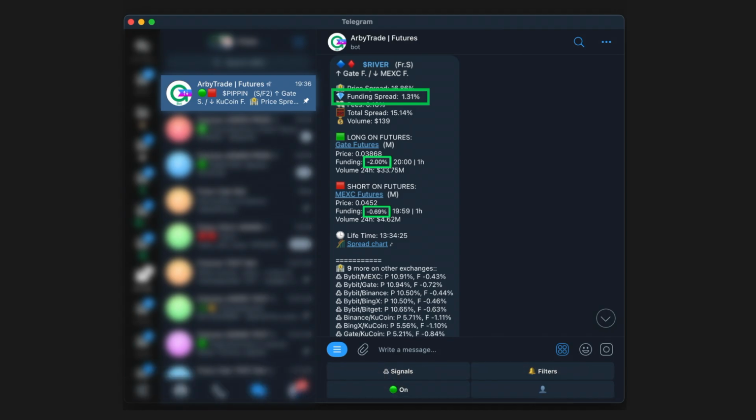For example, we received a funding arbitrage signal for the coin river between Gate and MEXC. We see that we will earn funding on the long position on Gate, because the rate here is large and negative, -2%, while the short position on MEXC will simply serve a hedging function, protecting us from unpredictable price movement, since the funding rate on this exchange is only 0.69%, that is, 3 times smaller than on Gate.